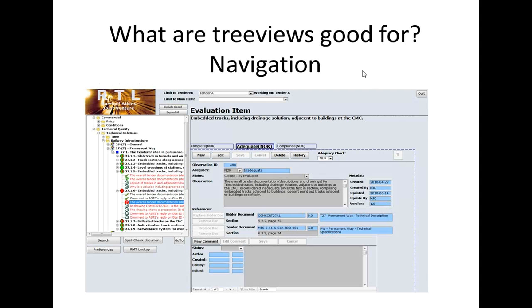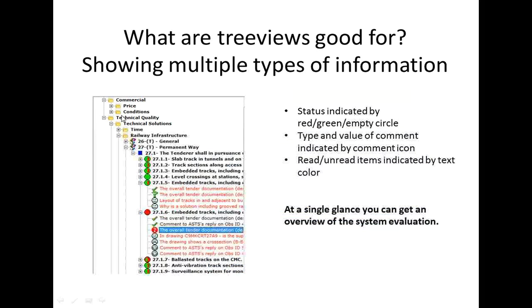One of the things I often use the Treeview for is navigation. This is an application I wrote for tender evaluation. On the left-hand side, we see a Treeview I created. I'm just going to zoom in a bit. We can see it shows multiple types of information. It has a lot of nodes, and each of these nodes represents a different record in our database.